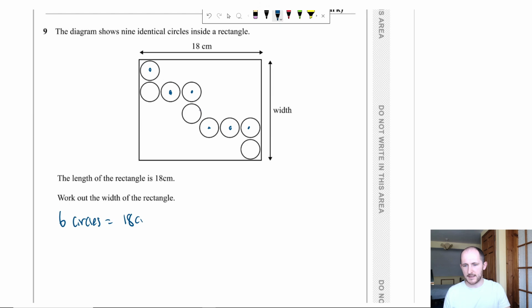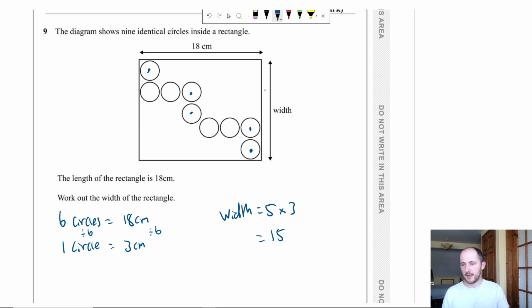And I know that those 6 circles equal 18 centimeters. So then one circle, all I'd have to do is divide by 6, is 3 centimeters. Now that's really useful because now I've done the length, all I need to do is do the same thing for the height. So the width. Well, there's 1, 2, 3, 4, 5 that make up the width of this rectangle. So the width is 5 times the width of a circle, which is 3, which is 15 centimeters.